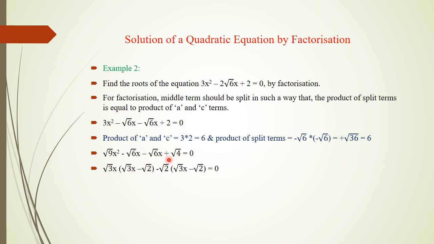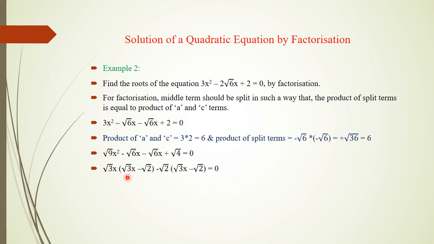Here also in these two terms, I can take root 2 as common. So I have taken minus 2 root 2 as common. When I take root 2 common from root 6x, that will be root 3x. And here it is plus, so minus into minus will become plus. Therefore, I have taken it as minus 2 root 2 here.